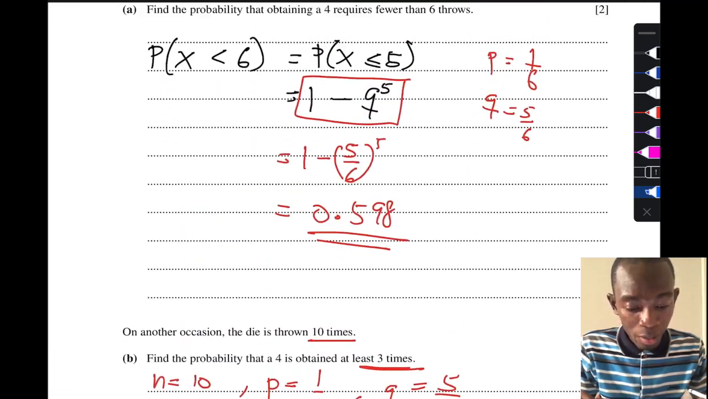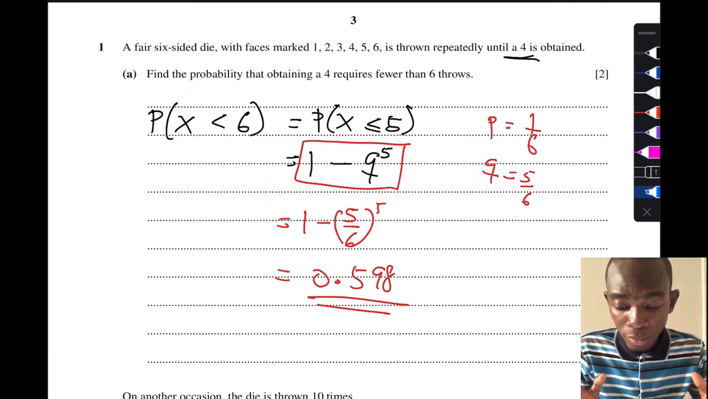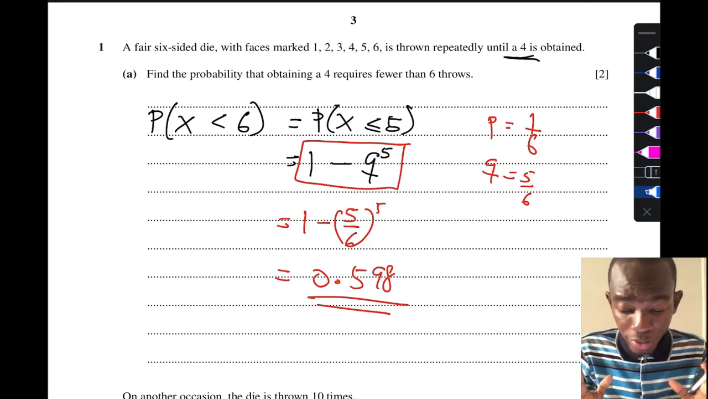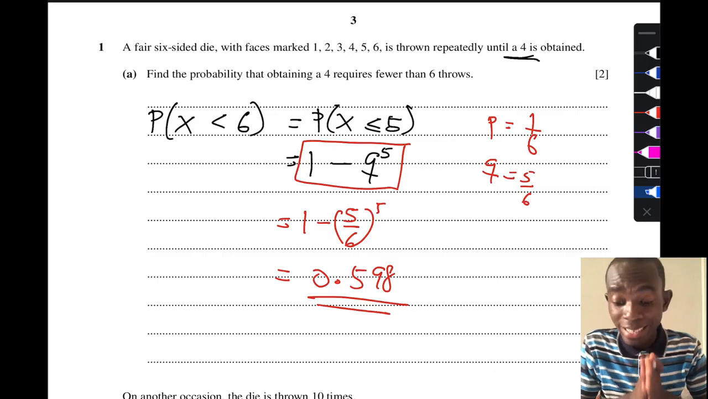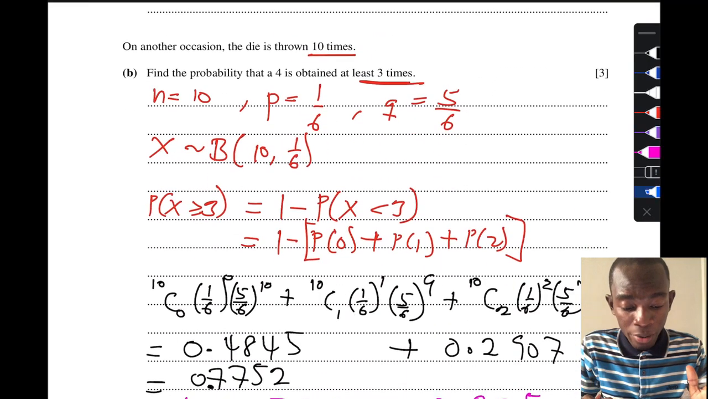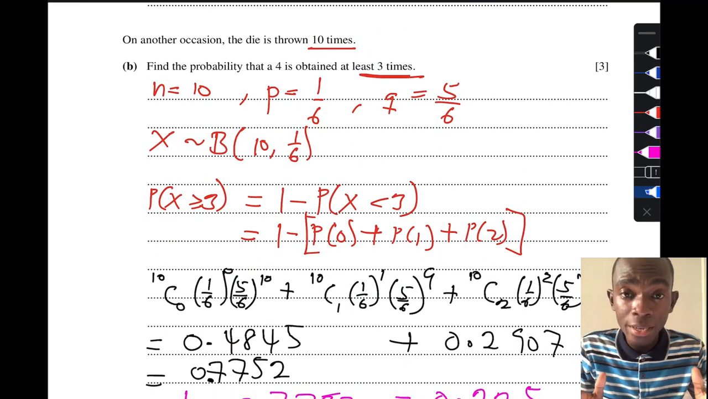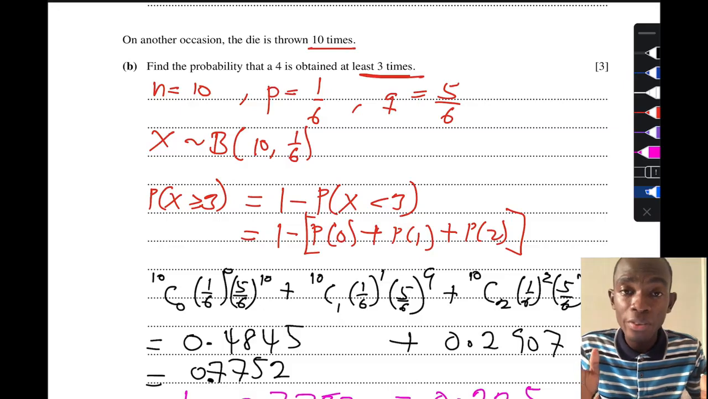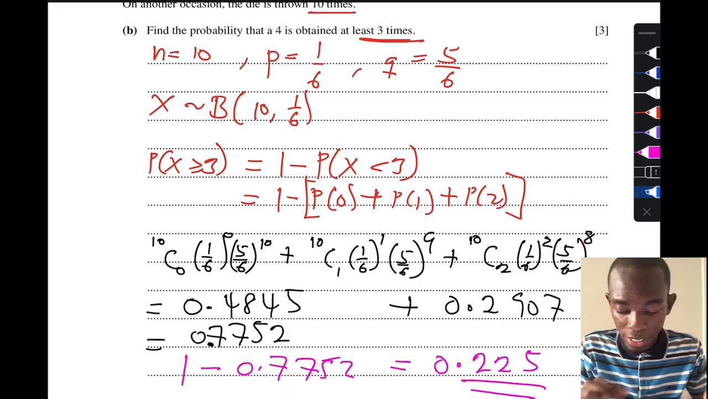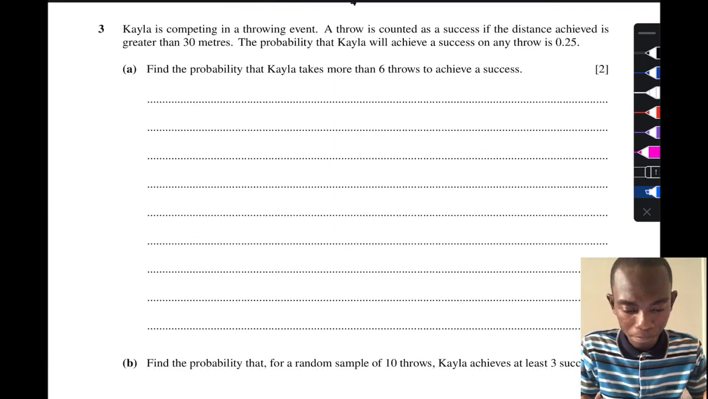So that's it. Be careful. The question started with geometric. Okay, they said fewer than 6. I mean, you got your success in less than 6, so that's great. And now the second part, they give us the n. Be really careful. They give us n, which is 10. And then we know the probability of success. We know the probability of failure. These are the conditions for binomial. So definitely it's a binomial question.